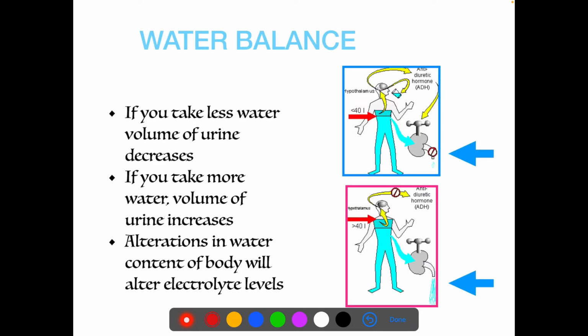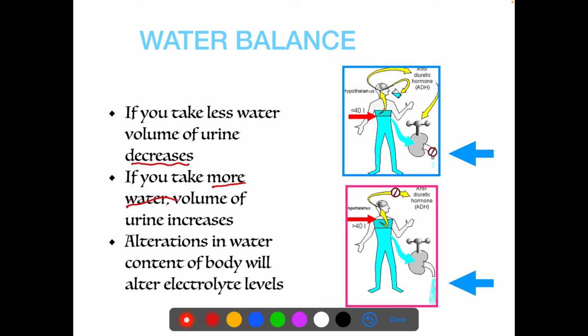Then the second important function is water balance. Suppose we are traveling in a bus and we are not taking water. After some time we will not feel the urge to pass urine because our urine output will be decreased. So if you take less water, the volume of urine decreases. That is a method to conserve water in our body. If you take more water, what will happen? You will have more urine. So that way also the kidney helps to maintain the water balance.